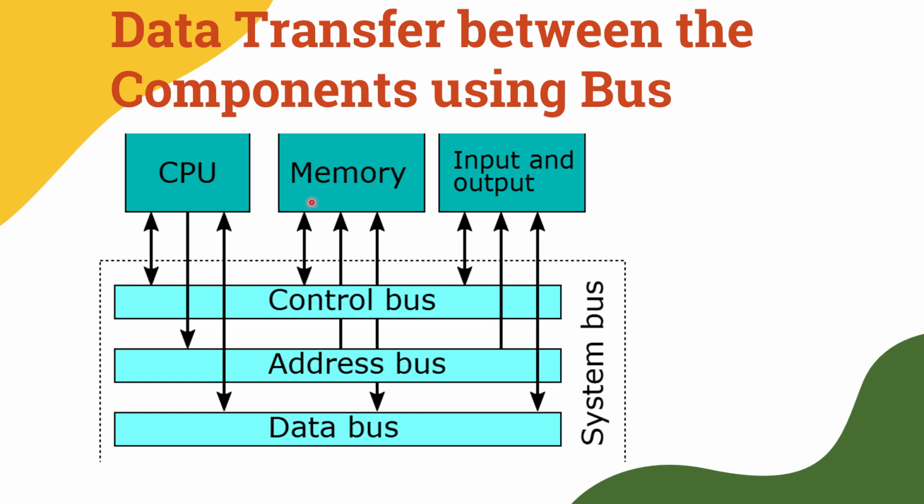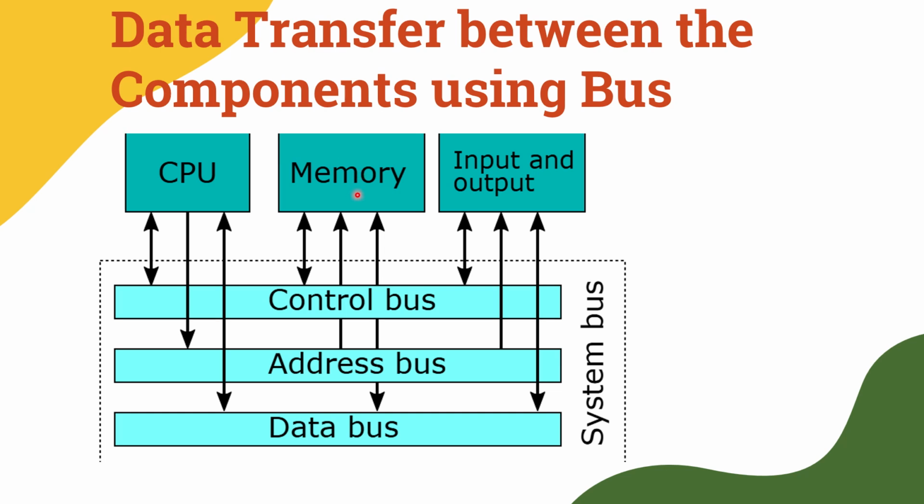If it wants to read data from the memory unit, it will send a memory read control signal on the control bus. Now the control bus will send the memory read control signal to the memory unit, and the address bus will send the address of the memory location.